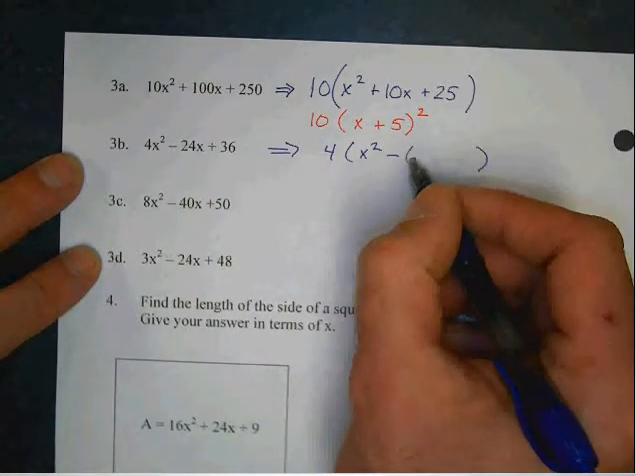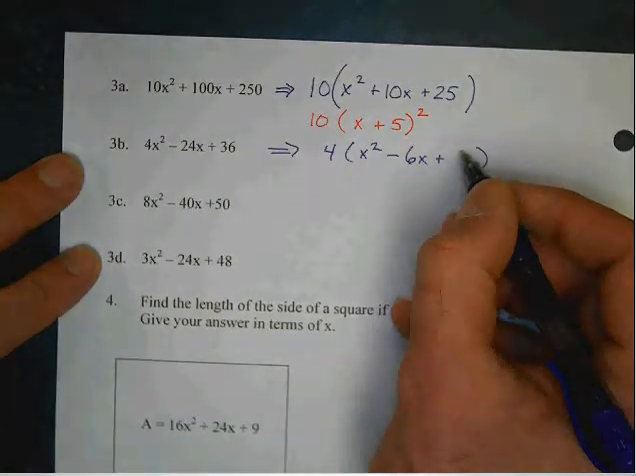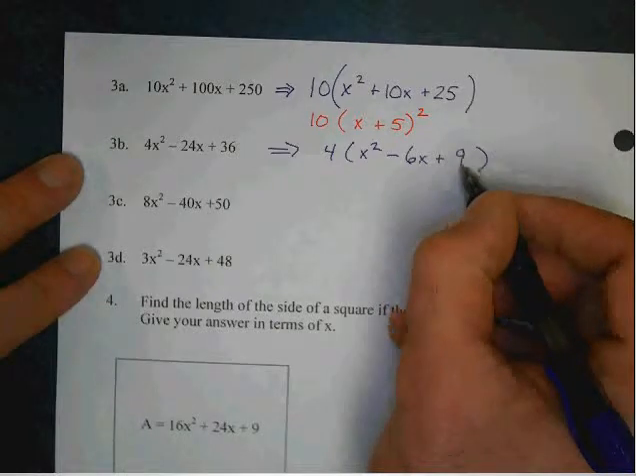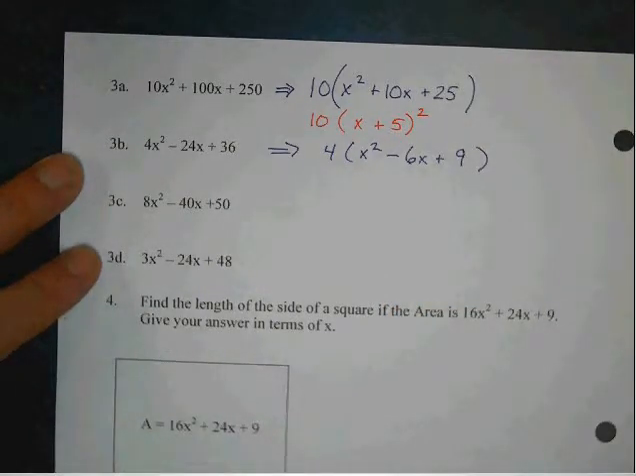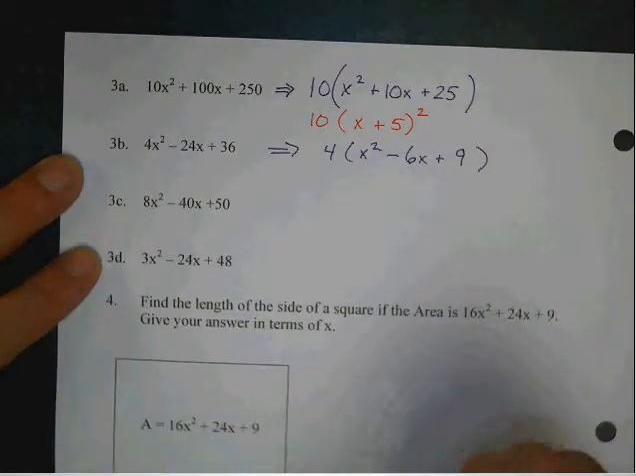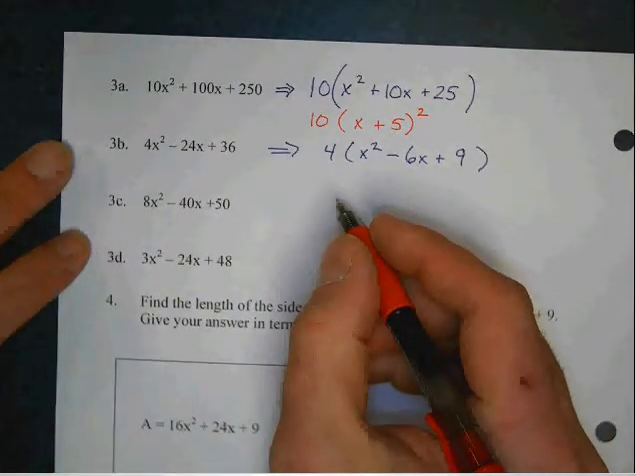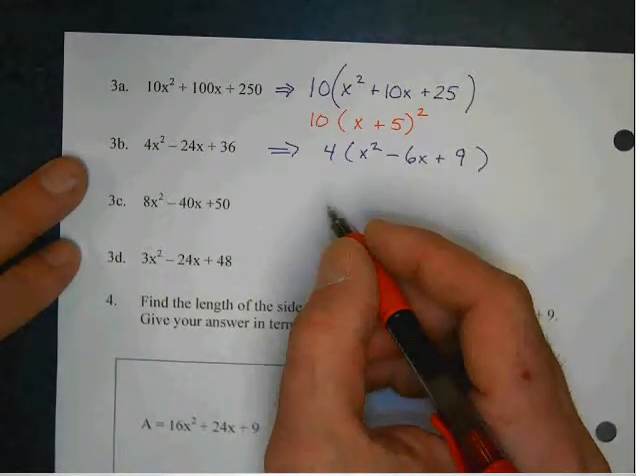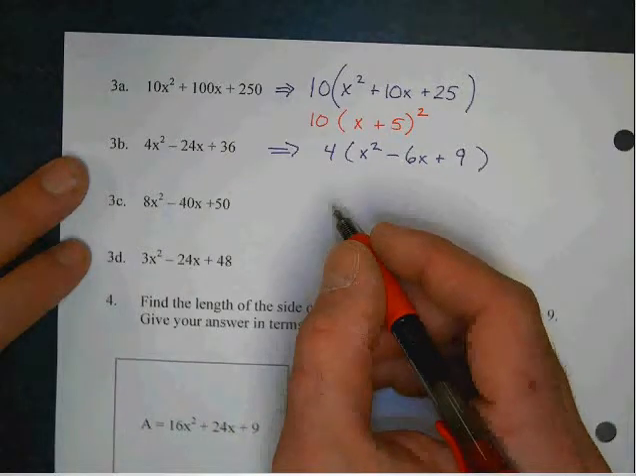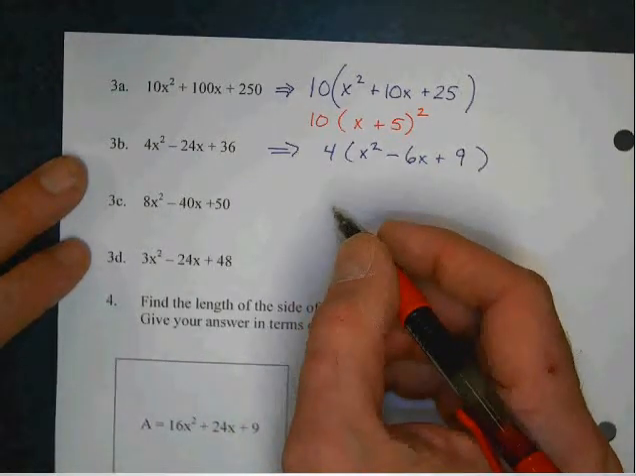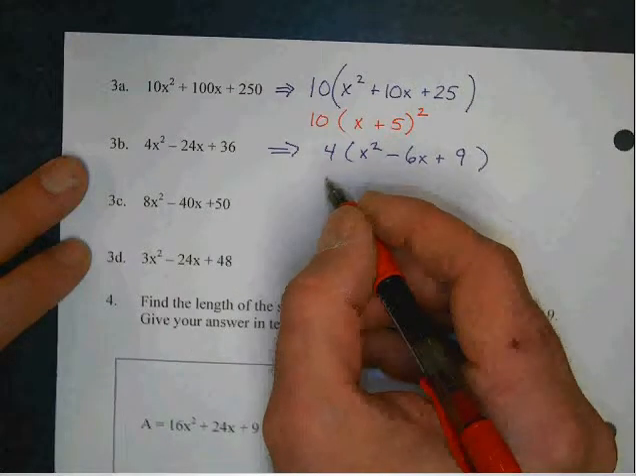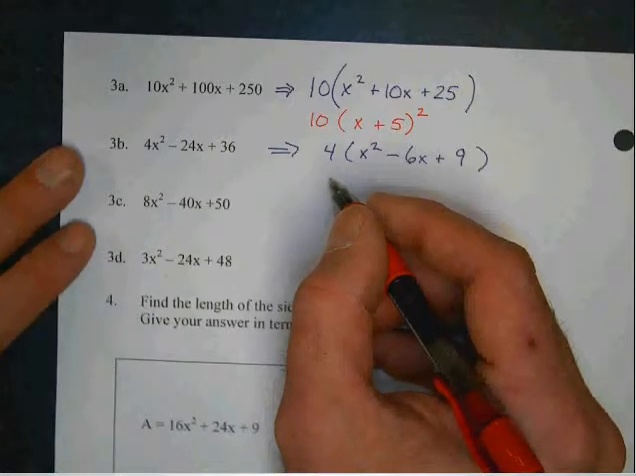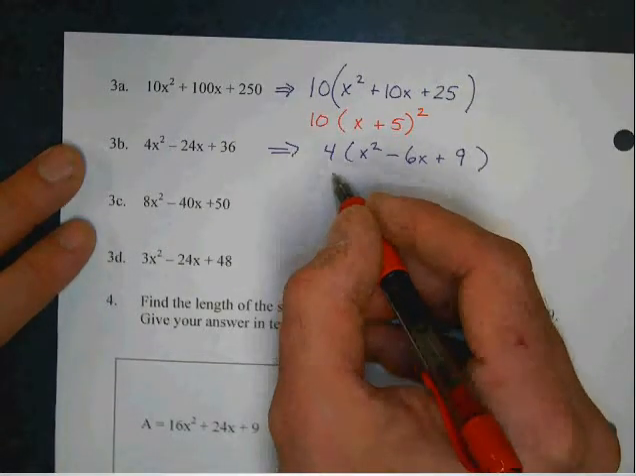Minus 6x plus 9, thank you. All right, someone give me an answer. Ladies, jump in here. Haley? Katie? Tara? What does it start with, at least? 4. The 4 comes down, doesn't it?